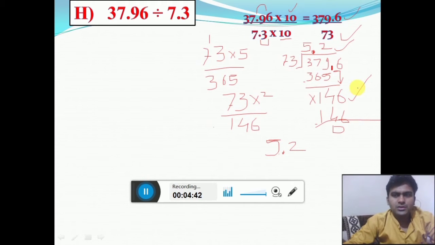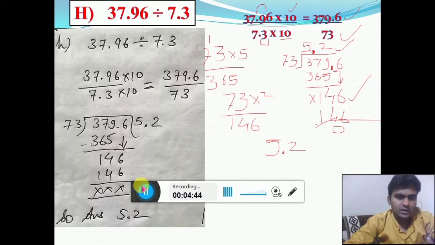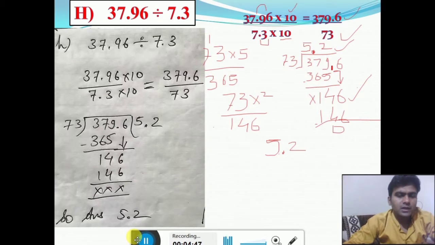You can see the solution. I solved it there. Answer is 5.2.